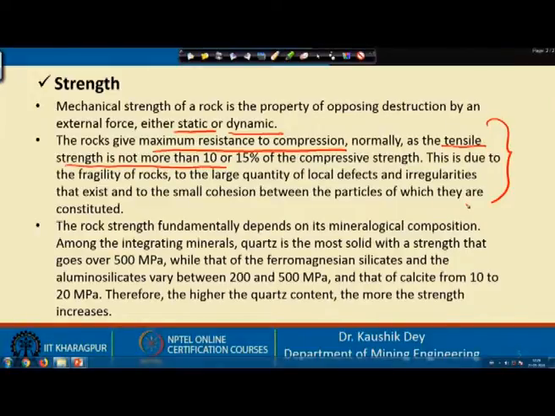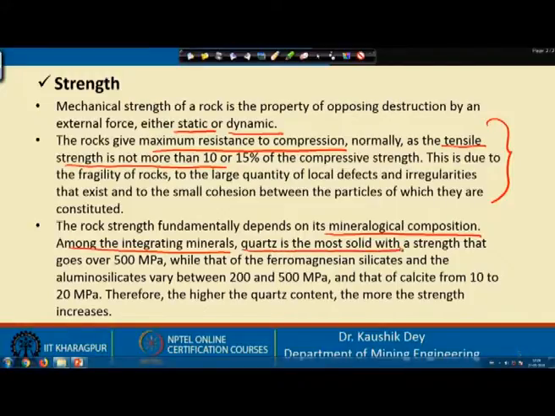Basically, rock is a material which shows a Poisson's ratio of about 0.15, 0.2, 0.25 or so, and rock strength fundamentally depends on the mineralogical composition among the constituent minerals.